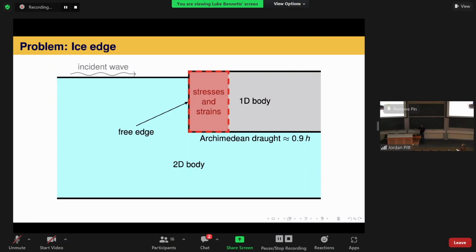And now that I'm looking at wave shelf interactions, I think that this is going to be important when you're predicting the stresses and strains close to the ice edge, because if you have a free edge, then the stresses and strains go to 0 there.